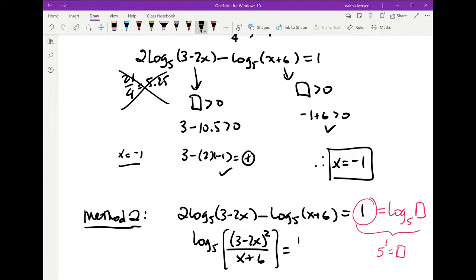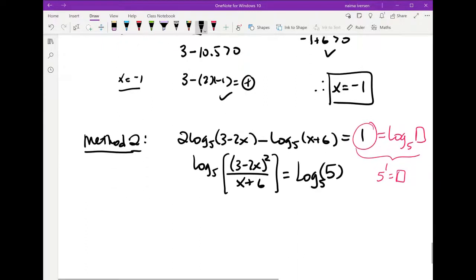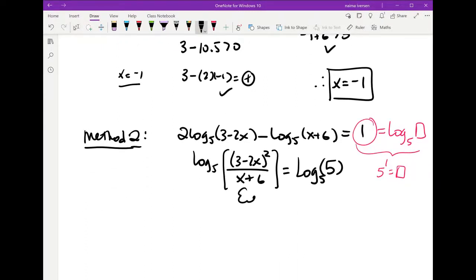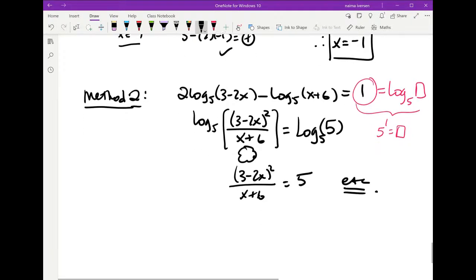So that means that on this side, we're getting log base 5 of 5. Log base 5 of happy cloud is equal to log base 5 of 5. So happy cloud, (3 minus 2x) squared over (x plus 6), equals happy cloud on the other side, which is going to be 5. And then we solve it just like we did before.